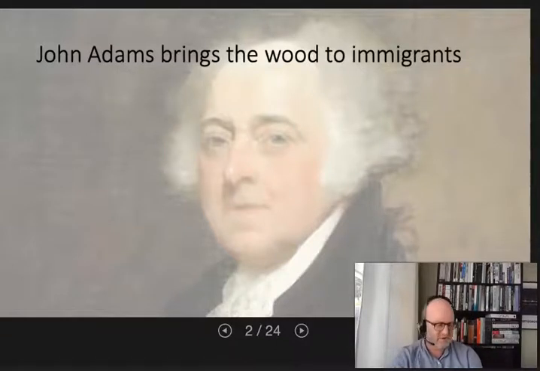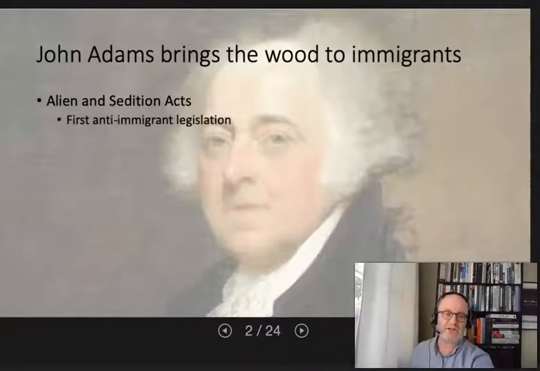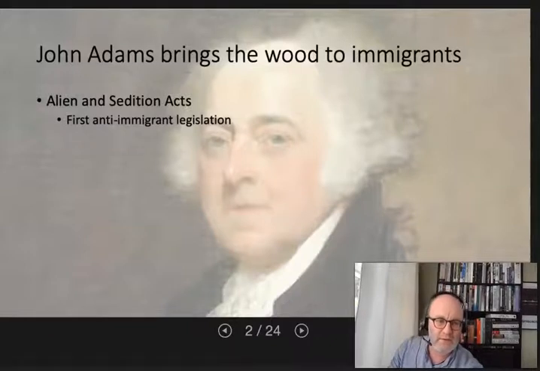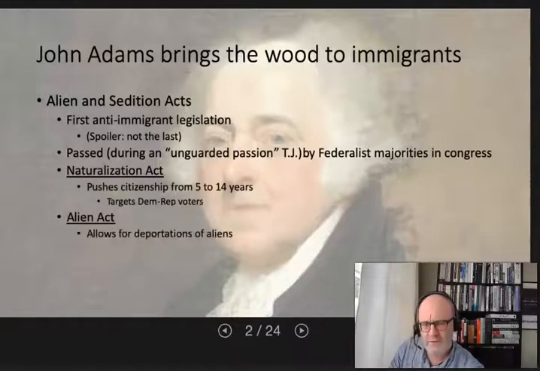John Adams, second president of the United States after Washington. He's a Federalist. And he passes the Alien and Sedition Acts. And these are very much the first anti-immigrant pieces of legislation. They're not going to be the last, obviously. We'll get through this quickly and you'll learn that. So I'll just put them all up here for us to see.